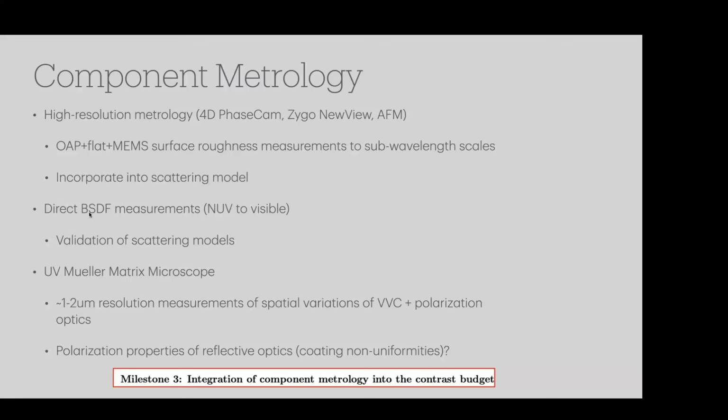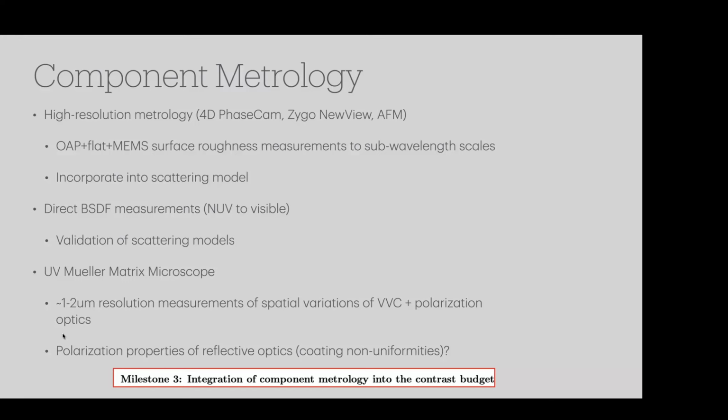The second thing is to take advantage of the BSDF measurement device, I believe it's part of LOFT. This actually does support measurements all the way down to the near UV, which I think is down to 200 or 250 nanometers. The idea is to do direct near angle scattering measurements so that we can validate the scattering models from the step above. You could potentially also feed those directly into your end-to-end model if for whatever reason your models aren't totally reproducing the effects that you're actually observing.